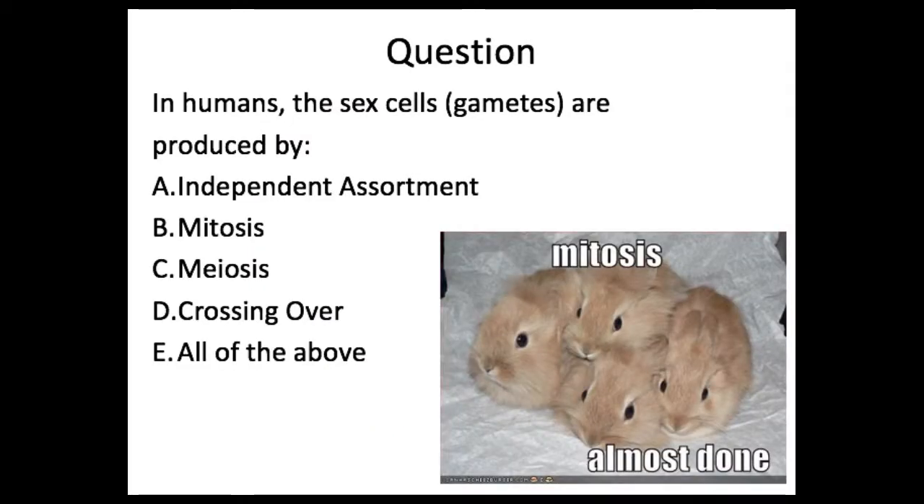Here's our next question. In humans, the sex cells, which are the gametes, are produced by which of the following? Independent assortment, mitosis, meiosis, crossing over, or are all of the above correct? Pause the lecture if you don't want to hear the answer yet. Meiosis is the answer. Sex cells are a result of meiosis, and we will see why in just a minute.